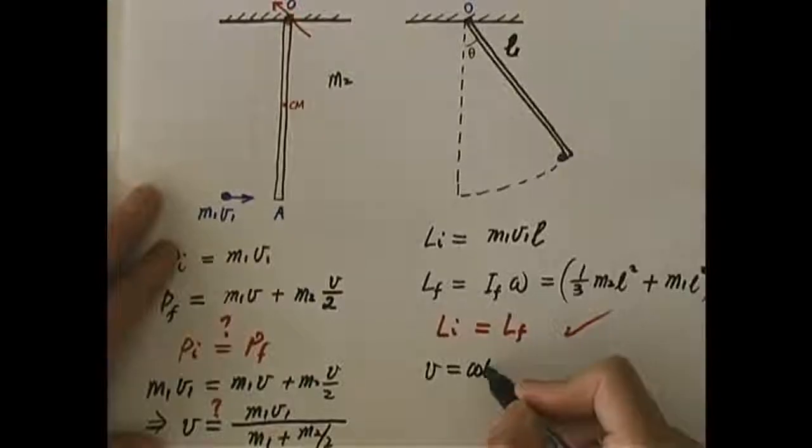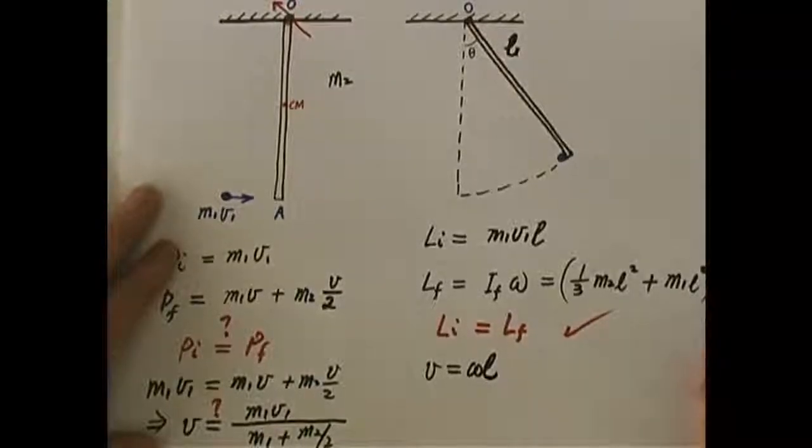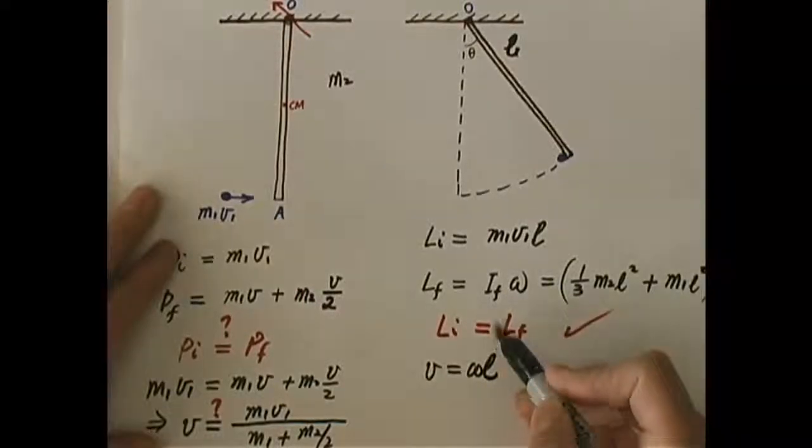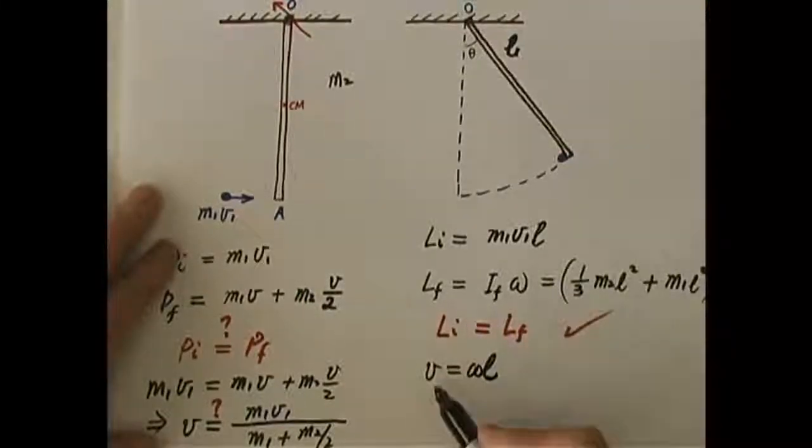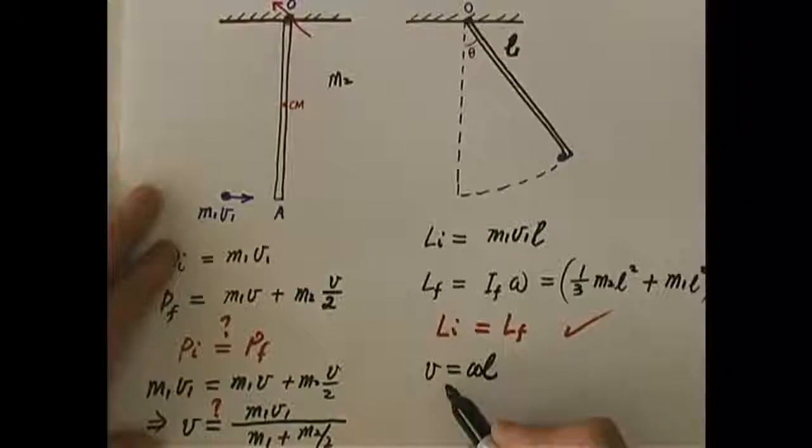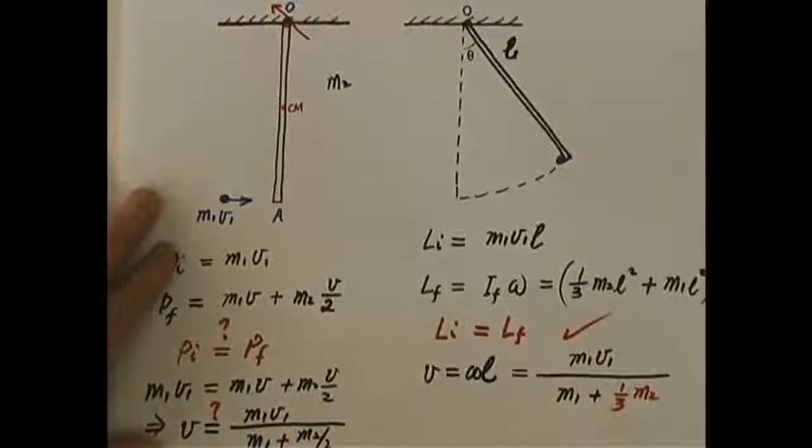Okay, omega times L. I know what omega is from right here, so let's equate these two, L initial and L final, and solve for omega and then multiply by L. Some very simple algebra, equating these two, and using v equals omega L, this is the v that you get: m1 v1 divided by m1 plus 1/3 m2.